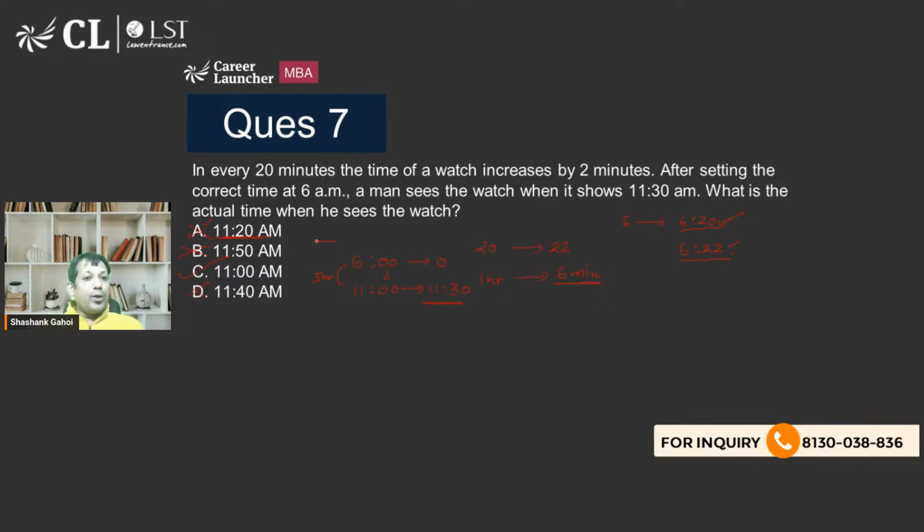But instead of doing all those things, you can say in 1 hour, it is gaining 6 minutes. So in 2 hours, it is going to gain 12 minutes, right? So the time difference should be more than 12 minutes and it should be lesser than 12 minutes. So basically, there is only one option left, that is 11 a.m. Apart from this, there is no possible answer that you can have.